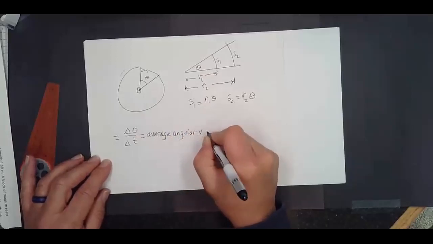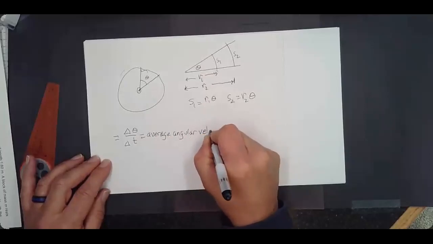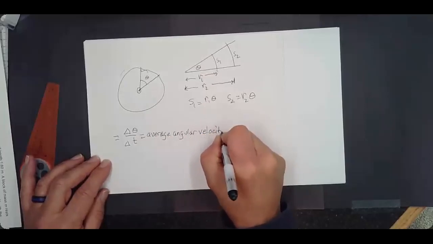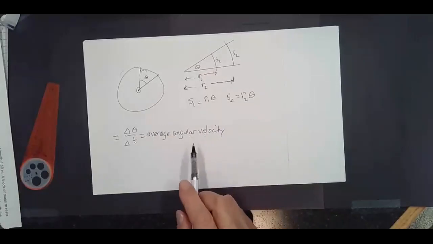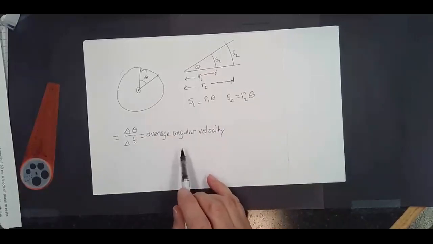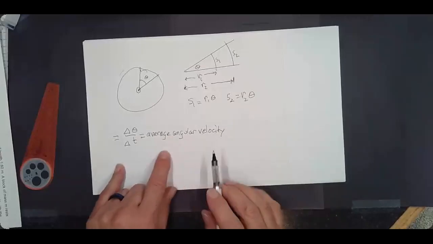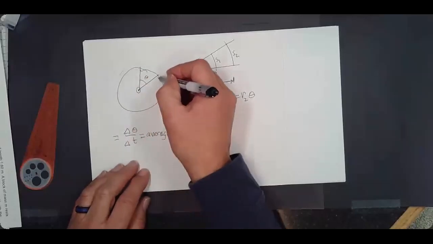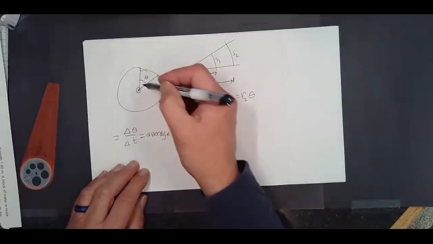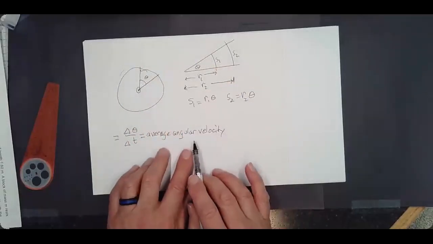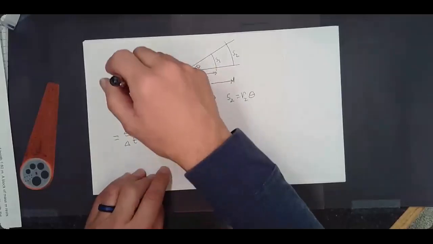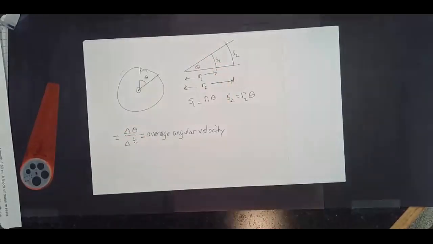Average angular velocity. Now, we're going to treat this kind of like one-dimensional motion, but whenever we talk about this, if something is going in the counterclockwise direction, we'll call it a positive angular velocity. And if it's going in a clockwise direction, we'll call it a negative angular velocity.